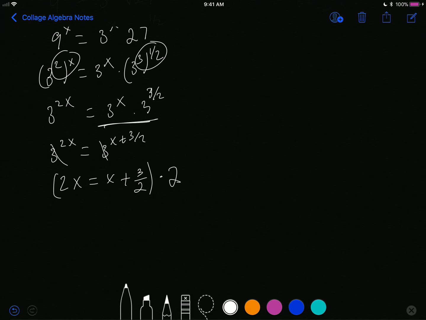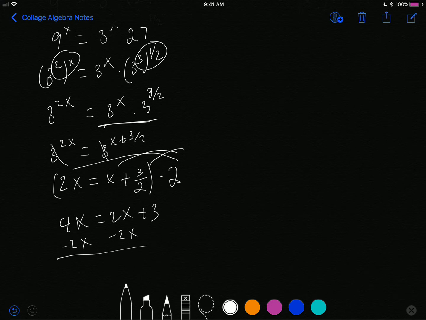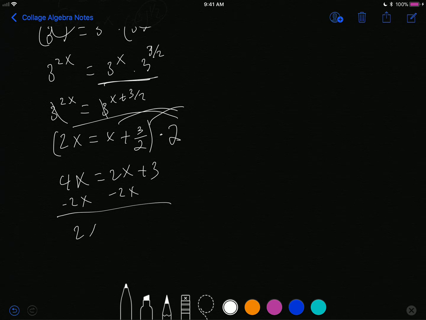Multiply by 2 to cancel the denominator, distribute the 2 across. That's 4x is equal to 2x plus 3. Subtract 2x from both sides. And so 2x is equal to 3. So x is equal to 3/2. There you go. Answer.